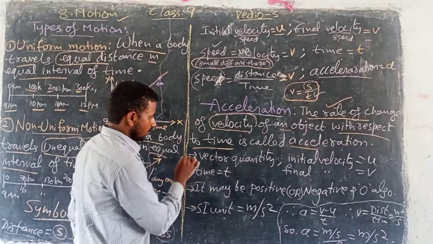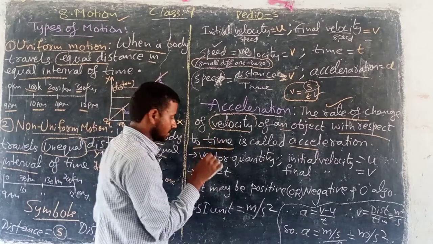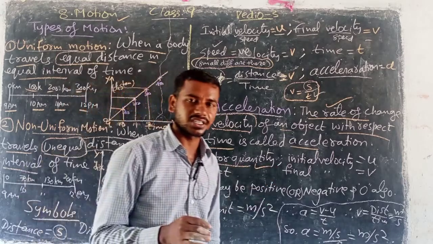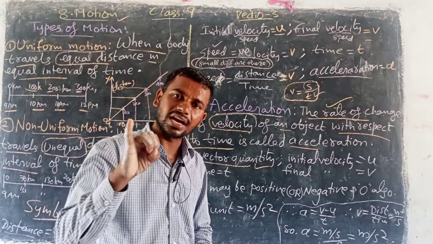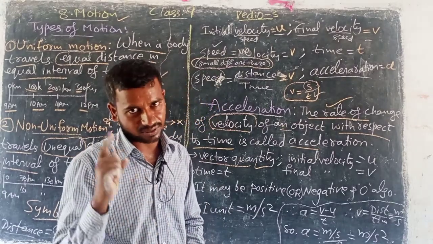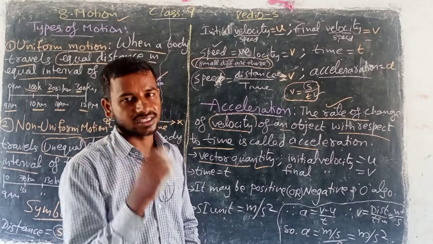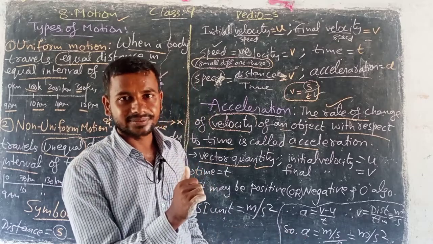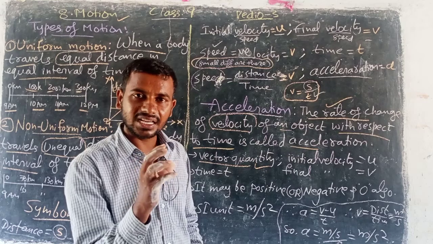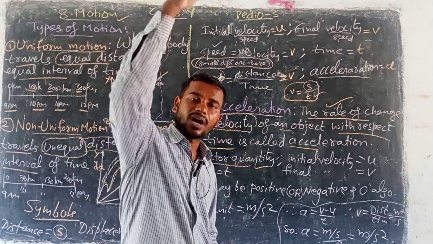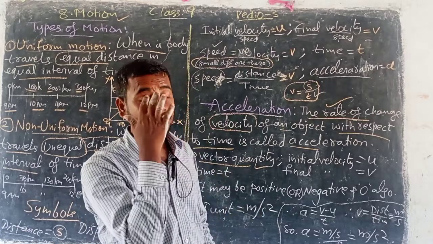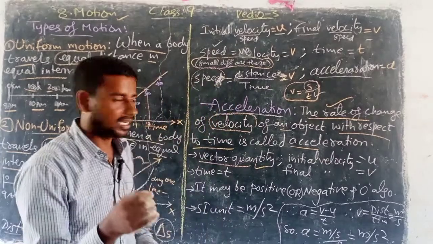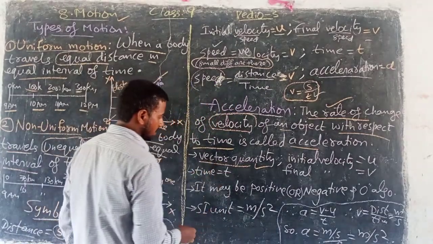Look here. I am telling you the characteristics of acceleration. Acceleration is a vector quantity, not a scalar quantity. Acceleration compulsorily has magnitude and direction. That's why we ask which side the acceleration is. Yes, one ball has acceleration, but which side? From up to down, or down to up, or right side or left side, some side will be there. So it is called a vector quantity.